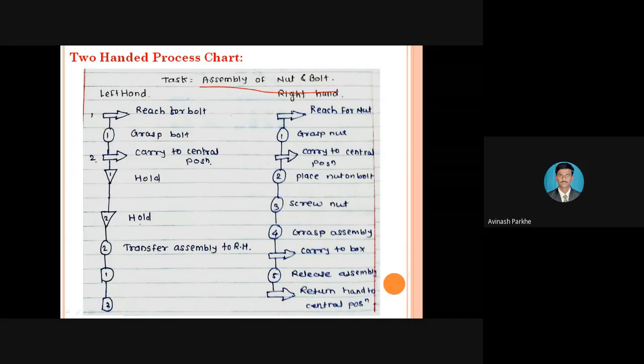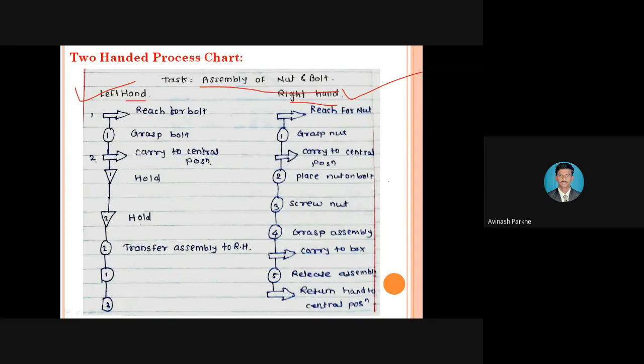So for that particular assembly, we have to use the left hand also and the right hand also. The separate chart is there for the left hand and a separate chart for the right hand. Whatever movements are taking place by the left hand are represented by the left chart, and whatever movements are taking place by the right hand are represented by the right chart.